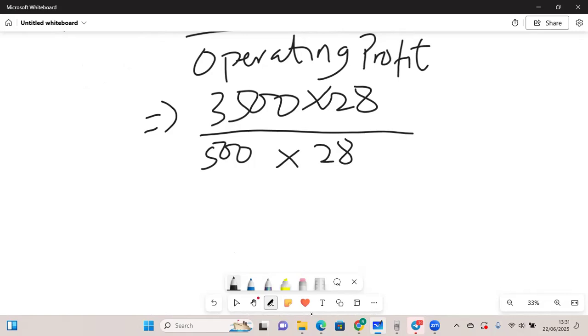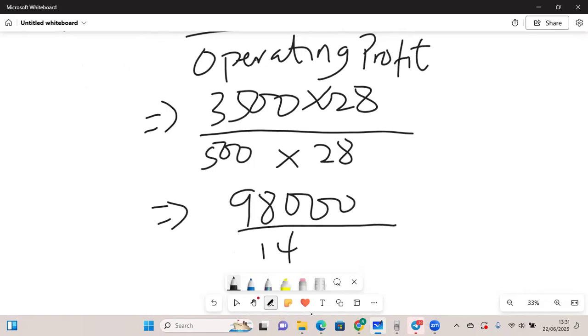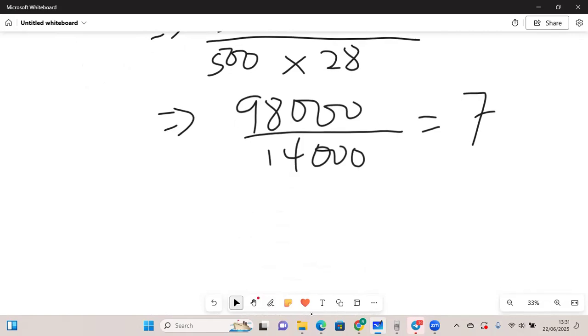So now it is going to be this. This one is going to give us 98,000 all over 14,000. It is going to give us 7. So the degree of operating leverage is 7. It means that when sales increase by 10, we multiply that 10 by this 7, and that's how profit is also going to increase by 70%. You get it? So that's how it works with the degree of operating leverage.